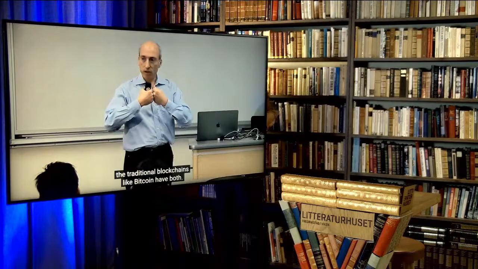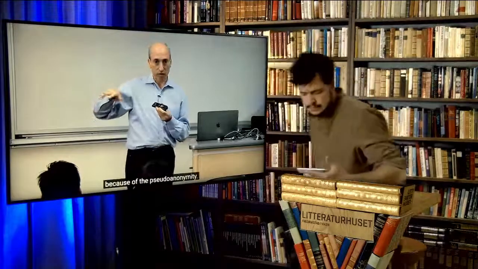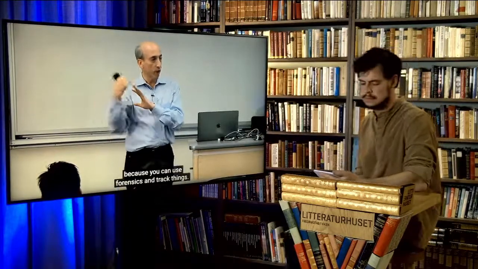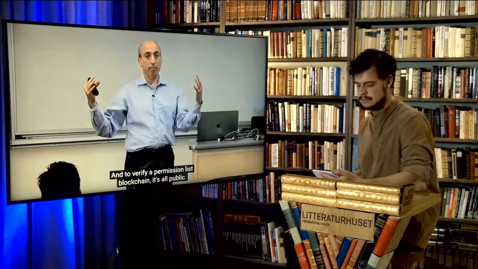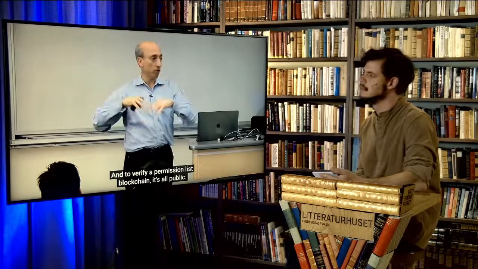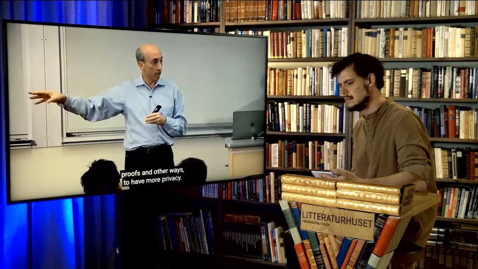The traditional blockchains like Bitcoin have both. They mask a lot of data because of the pseudonymity, but it's not truly completely masked because you can use forensics and track things. And to verify a permissionless blockchain, it's all public. So I agree with you. It sort of goes both ways. There are technical ways, whether through zero knowledge proofs and other ways, to have more privacy.